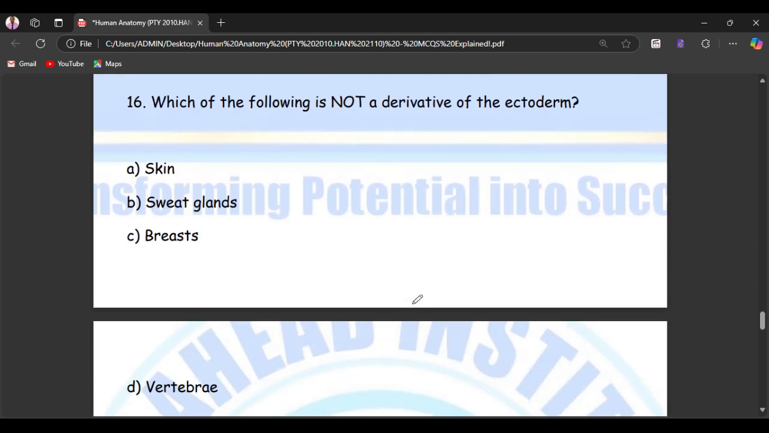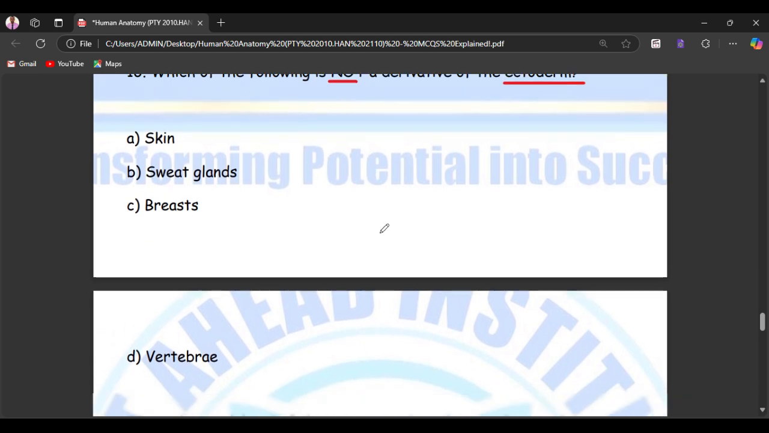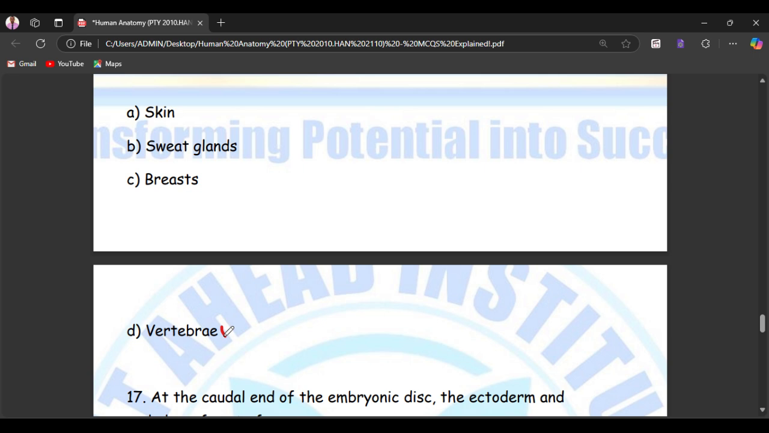Okay, we go to question number 16. Question 16 says, which of the following is not a derivative of the ectoderm? So our answer to this question is D, vertebrae. So we have skin, sweat glands, breasts, and vertebrae. So we are going to go for vertebrae. The vertebrae are derived from the mesoderm, while the skin, sweat glands, and the breasts are of ectodermal origin.